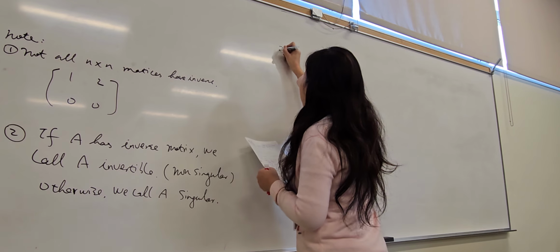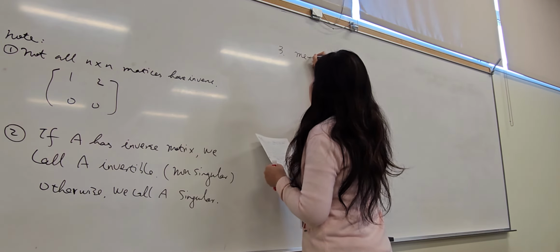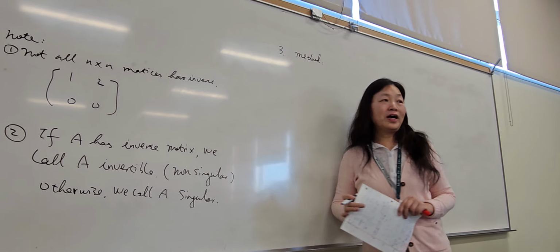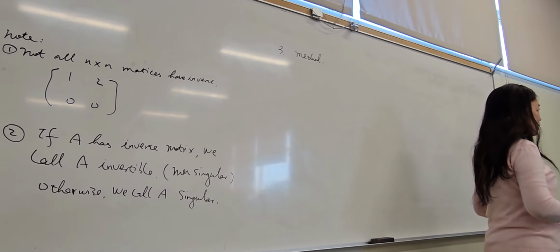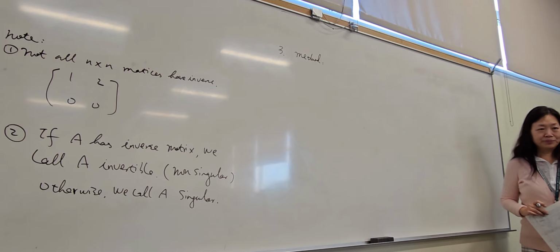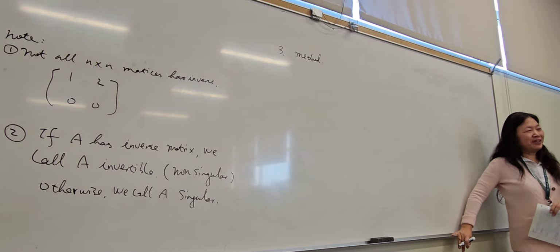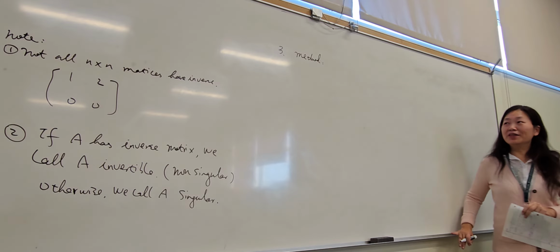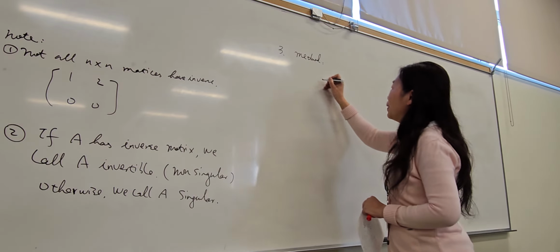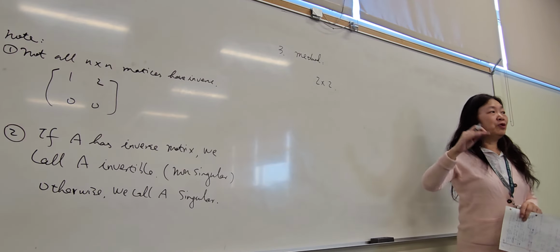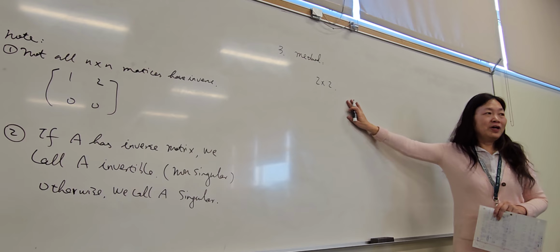Number 3, the method. The method to find the inverse matrix, not just the matrix, okay? The method to find the inverse matrix, and then we have 2 by 2, and then we have 3 by 3 or above, okay? 2 by 2 is very easy, okay?